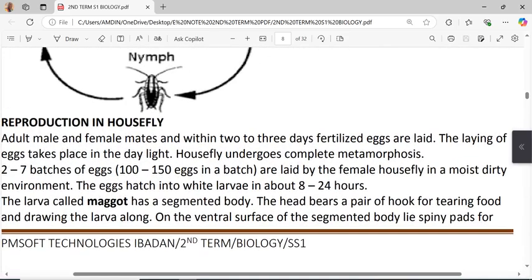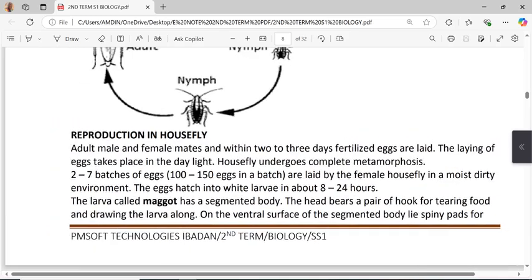Reproduction in housefly. Adult male and female mate and within 2 to 3 days, fertilized eggs are laid. The laying of eggs takes place in the dark night. Houseflies undergo complete metamorphosis. 2 to 7 batches of eggs, that is 100 to 150 eggs in a batch, are laid by the female housefly in a moist, dirty environment. The eggs hatch into white larvae in about 8 to 24 hours.